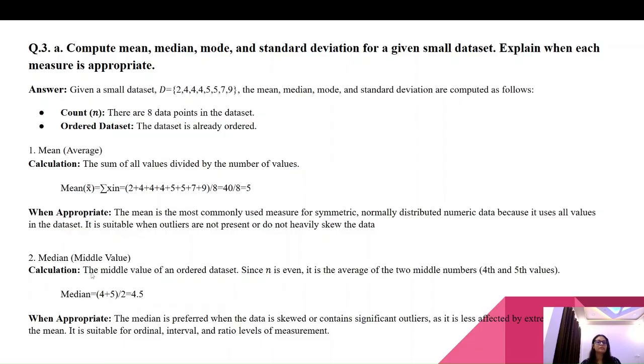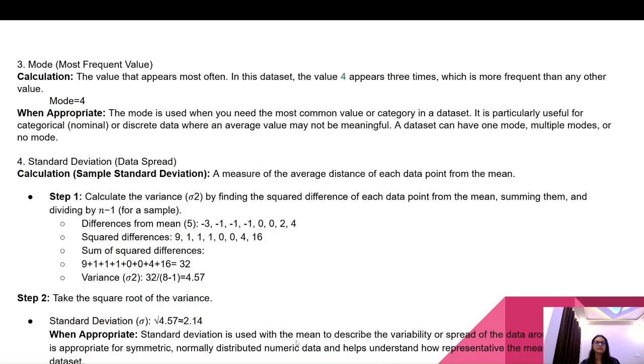Median, a middle value of an ordered data set. Since n is even, it is the average of the two middle numbers, that is 4 and 5. The median equals 4 plus 5 divided by 2 equals 4.5. When appropriate, the median is preferred when data is skewed or contains outliers, as it is less affected by the extreme values than the mean. It is suitable for ordinal, interval and ratio levels of measurement.